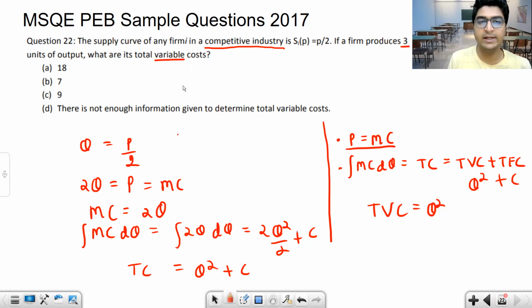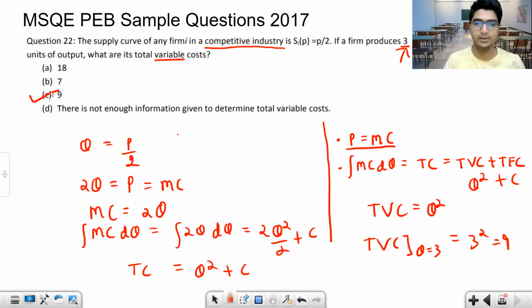Now what I need is the total variable cost at quantity equal to 3. So at quantity equal to 3, it will be equal to 3 square, which is equal to 9. Hence, the answer is C. That's it.